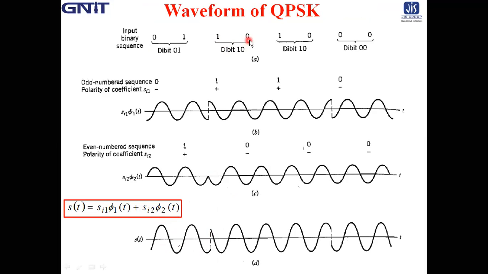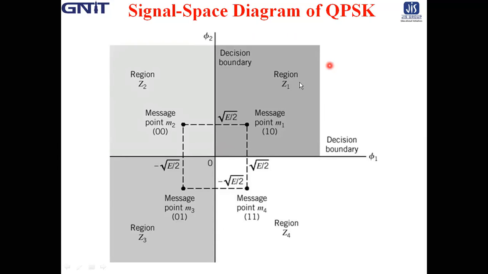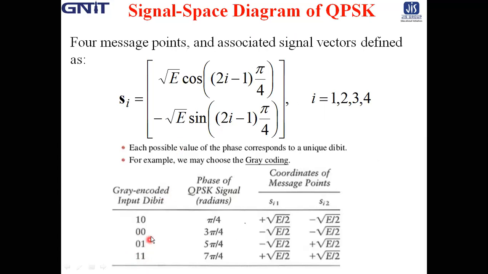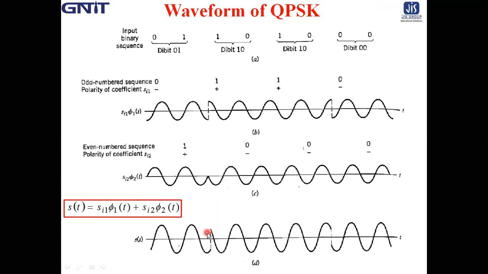And here again 10 to 10, there is no new phase shift, and then 10 to 00. So that phase shift is 90 degrees. That is 2 pi by 4, that is pi by 2. So from 10 to 00, there is a phase shift of pi by 2. In this way, you can draw the QPSK modulated waveform.